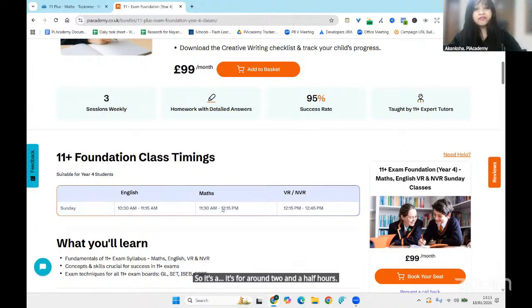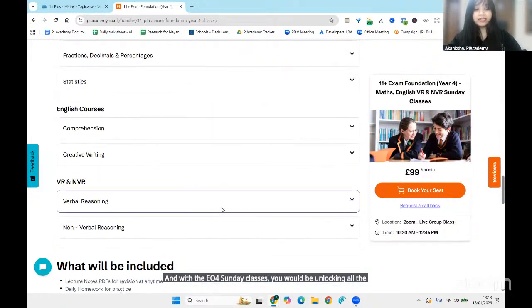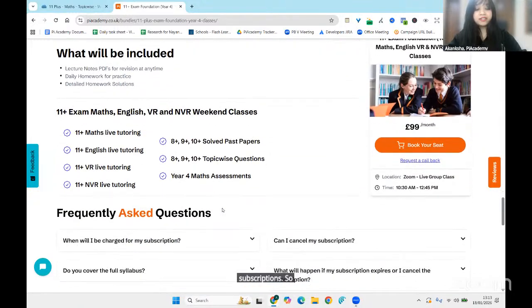And with the year 4 Sunday classes, you would be unlocking all the year 4 related subscriptions. So here, for example, you would be unlocking all the pre-11 plus past papers, pre-11 plus topic-wise questions, and the year 4 maths assessment.